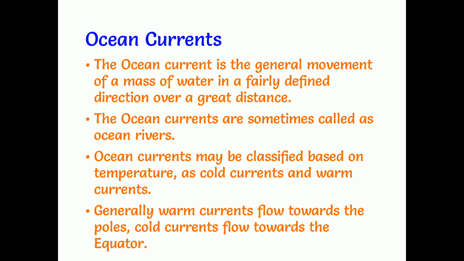Ocean currents may be classified based on temperature as cold currents and warm currents. Actually, cold currents will be there in the polar regions and warm currents will be there in the equatorial regions. From the equatorial region, warm currents move towards the polar regions and make those areas warm. And from the polar regions, the cold currents move towards the equatorial region and make these regions cool.